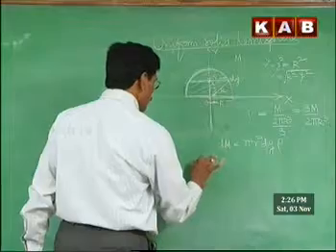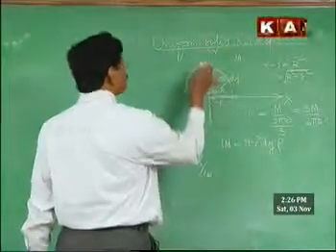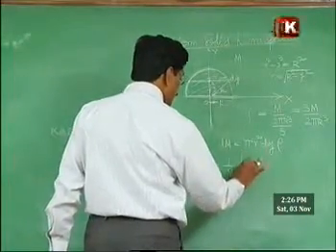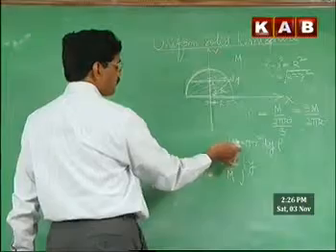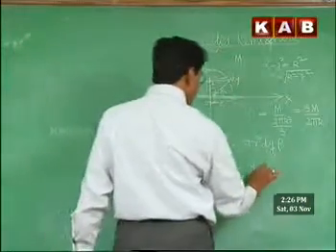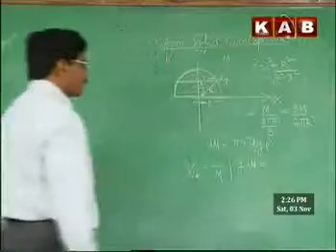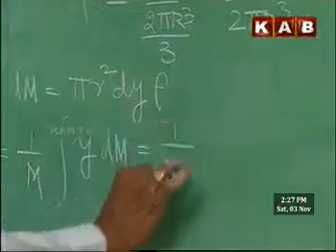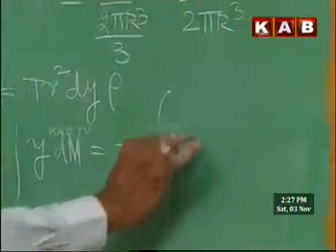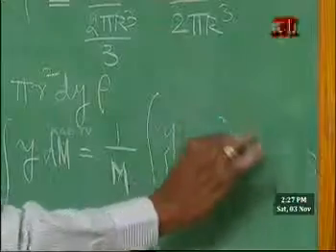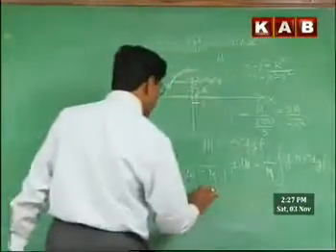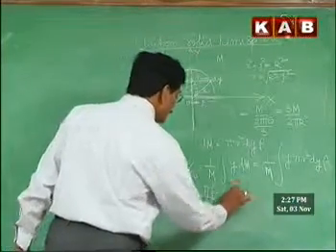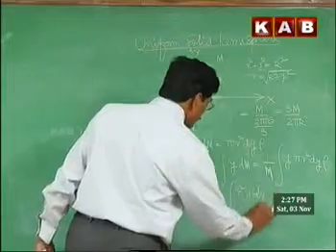Therefore, the center of mass of all the discs together which make up the hemisphere is 1 by m integral of y dm, where y is the location of the center of mass of the disc and dm is its mass. 1 by m integral y dm, where dm is pi r square dy into rho. So, this is equal to pi rho by m integral r square y dy.